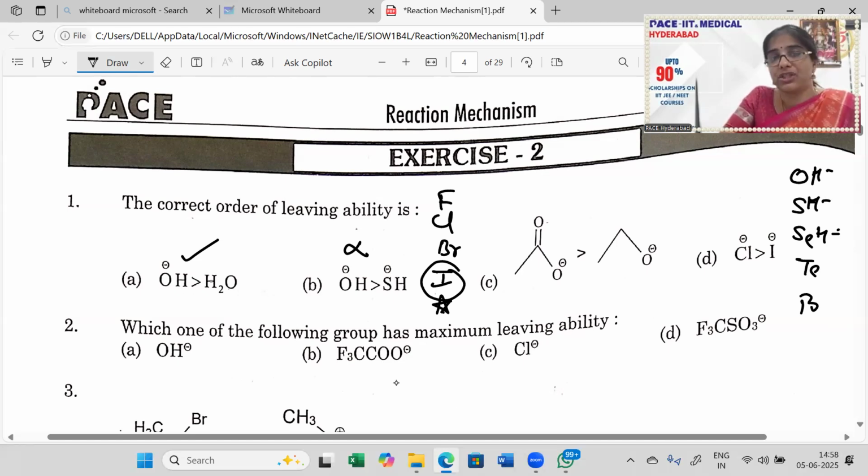So here is a comparison between OH minus and SH minus. SH minus is a better leaving group, not OH minus. So therefore, option B is wrong.